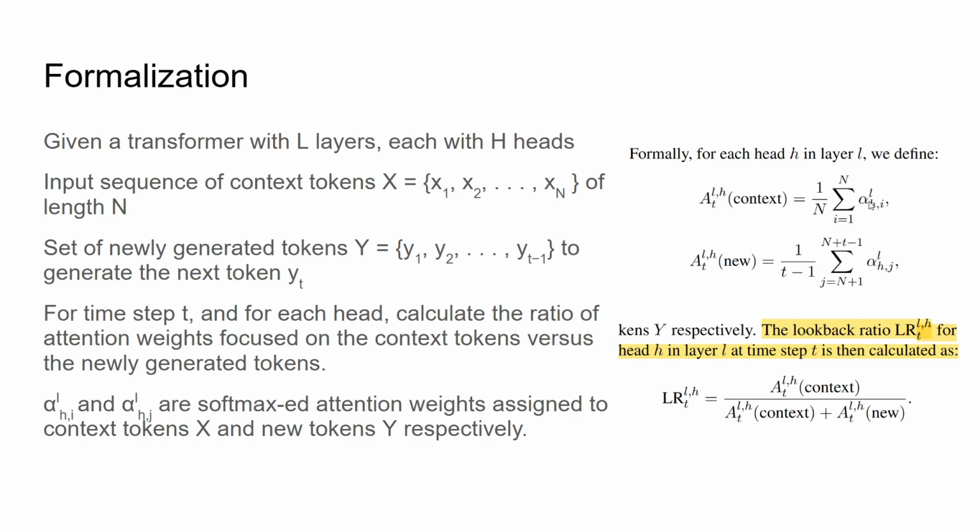So you can look at this. You have all of these attention weights assigned to these tokens. And then basically the average for context is you just take an average over these N tokens of context, while you have T minus one tokens of generation. Each of those generated tokens also has an attention weight, and then you average over that. And then you can just compute the look back ratio as the aggregate attention on the context divided by the total aggregate attention. And this is also for a given time step, layer, and attention head.